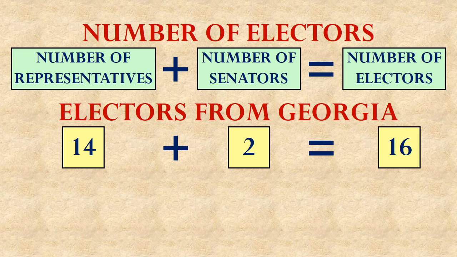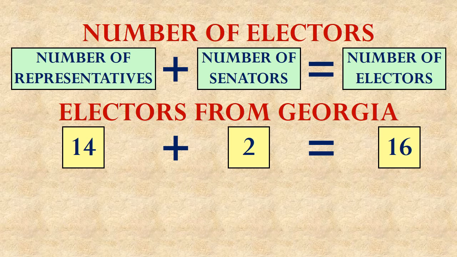So let's take a particular state as an example. Say the state of Georgia. The state of Georgia has 14 people in the House of Representatives. It has 2 senators, just like every other state. So the state of Georgia would get to appoint a total of 16 electors to participate in the Electoral College to then choose the President of the United States.